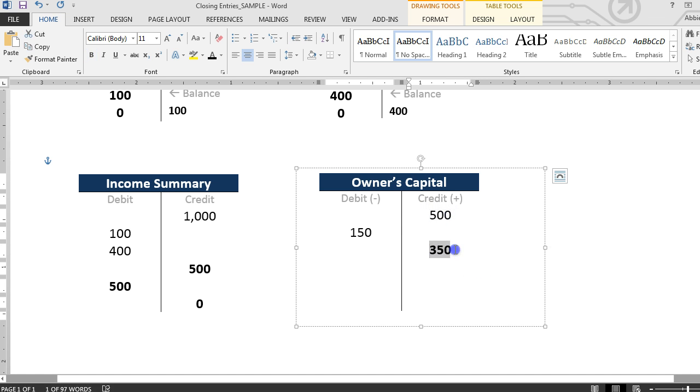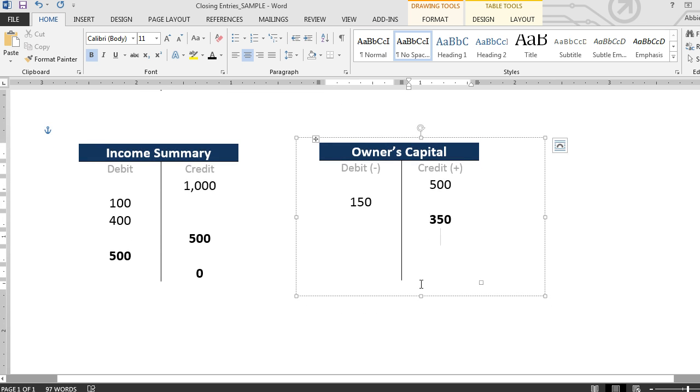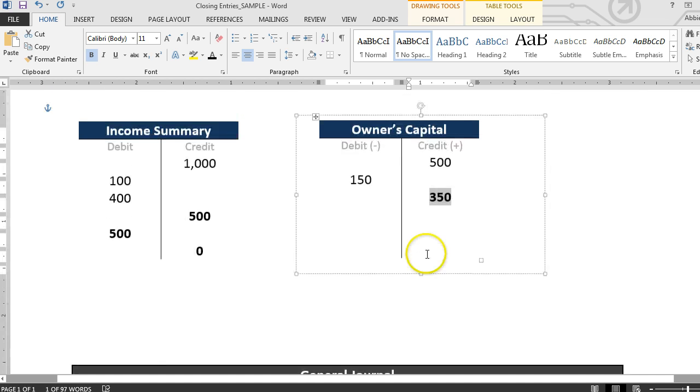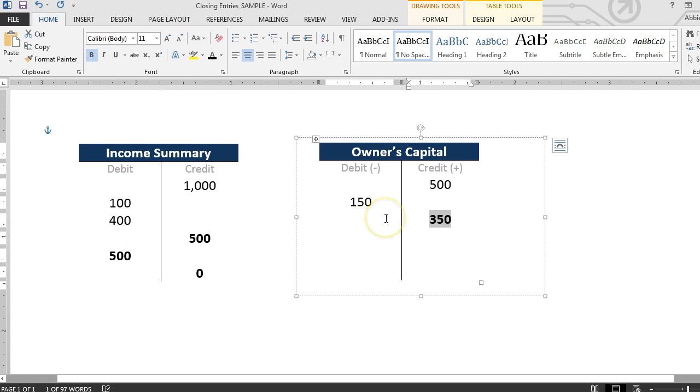Okay, and this should match our income statement. This should match our owner's equity statement because it's all generating the same information. Again, with accounting, we double and triple check ourselves just to make sure all of our numbers are correct and all of our information is accurate. So our owner's capital account has a credit balance of $350. We closed out all of our temporary accounts, we transferred those balances over to owner's capital, and here we are. So that's just looking at it in a T account form.